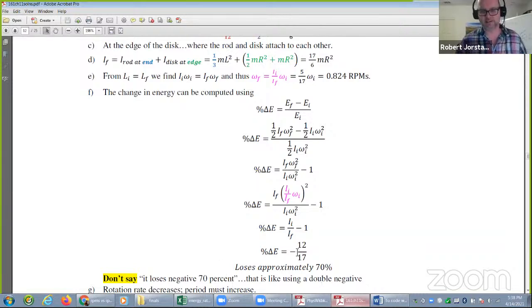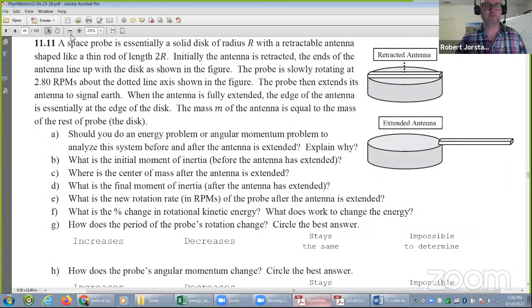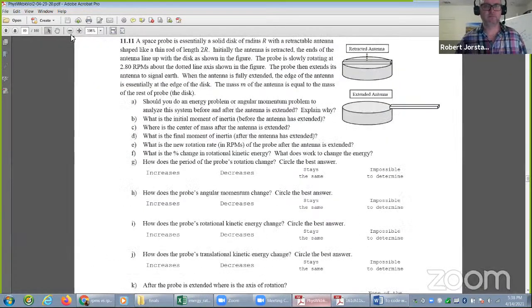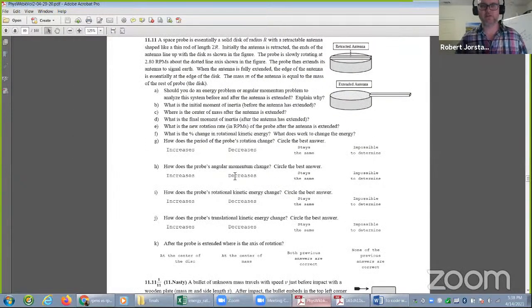By the way, notice this negative 12/17. You don't say it loses negative 70%. We say it loses 70%. So the negative sign turns into the word loses. All right. Let's go back to that question here and look at it again. Okay, so let's try and go through these concept questions down at the bottom again.